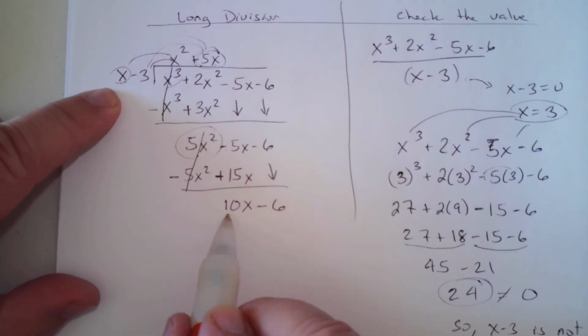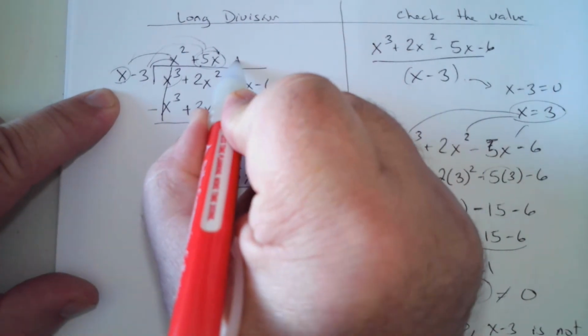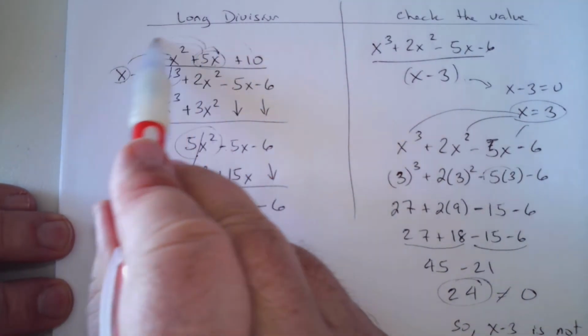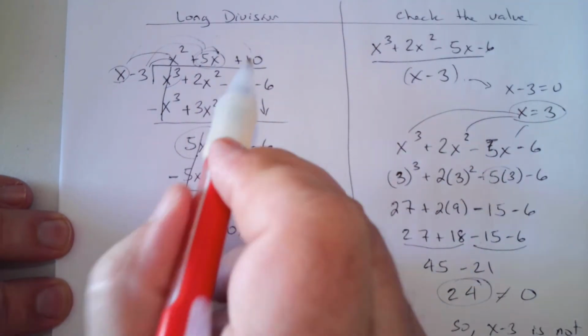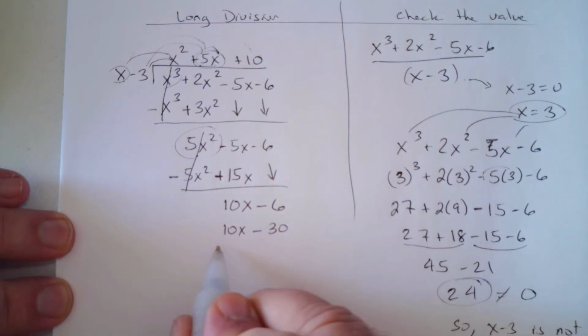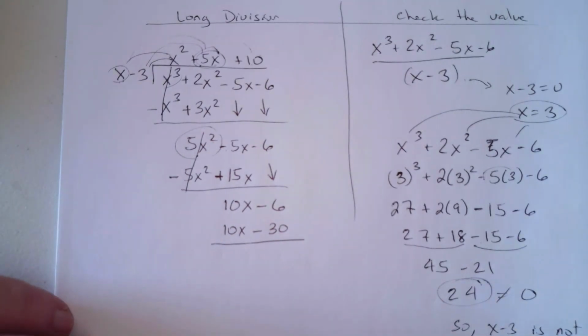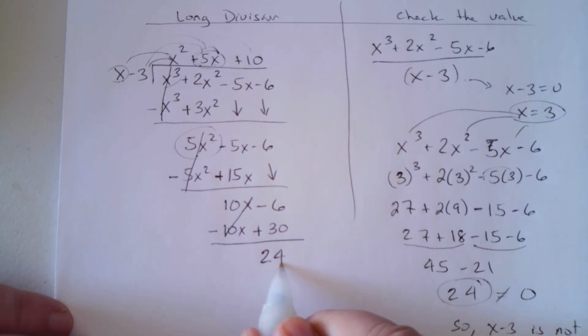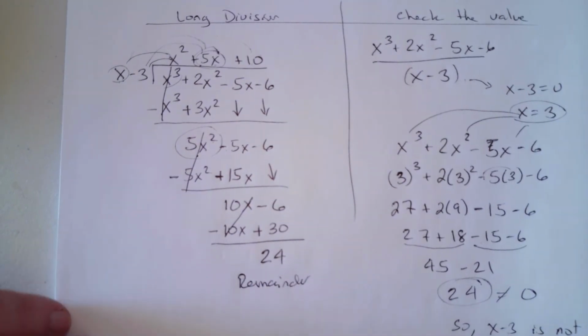What times x gives me 10x? It's a positive, so it gives me positive 10. Positive 10 times x is positive 10x. 10 times negative 3 is negative 30. Change the signs and add. Positive 30 minus 6 is 24. There's your remainder. You notice it's the same value as we got there.